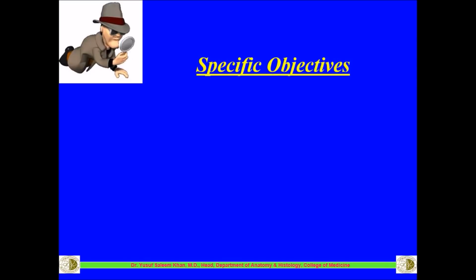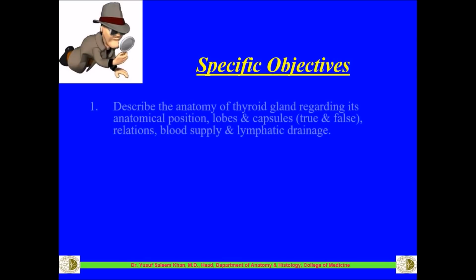So today's specific objectives on which the lecture is based are: the first one is to describe the anatomy of the thyroid gland regarding its anatomical position, lobes and capsules, both the true as well as the false capsules. Then the relations, the blood supply as well as the lymphatic drainage of the thyroid gland.